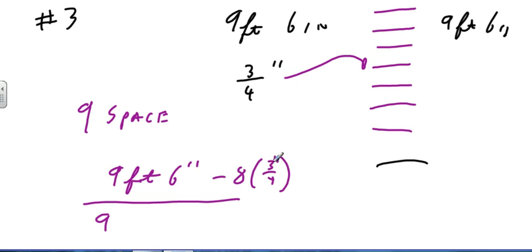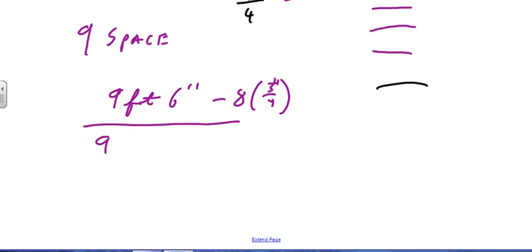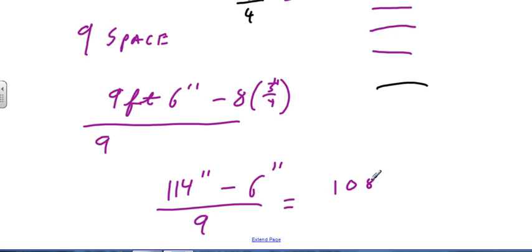All right, well, we have apples and oranges, so that's not going to work. So I got 9 feet, so 9 times 12 is 108, plus 6 is 114. So I got 114 inches minus 4 goes into there twice, times 3, 6 inches, divided by 9 spaces. 108 divided by 9. 9 goes into there. 12 inches.